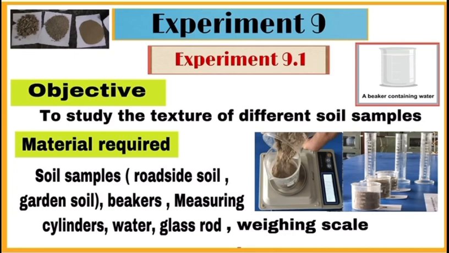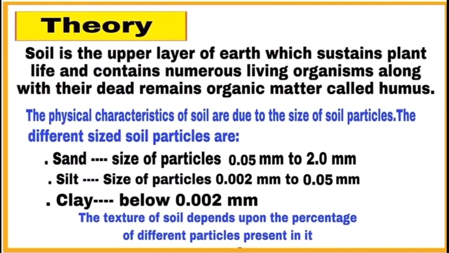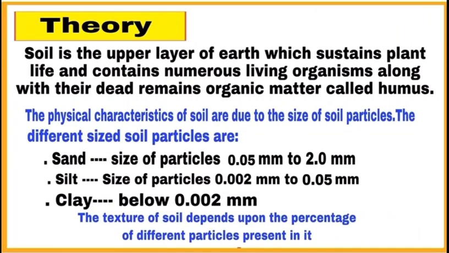Materials required to do this experiment are soil samples. Here we will take roadside soil and garden soil. Then we need beakers, measuring cylinders, water, glass rod and weighing scale. Write the theory part of the experiment.